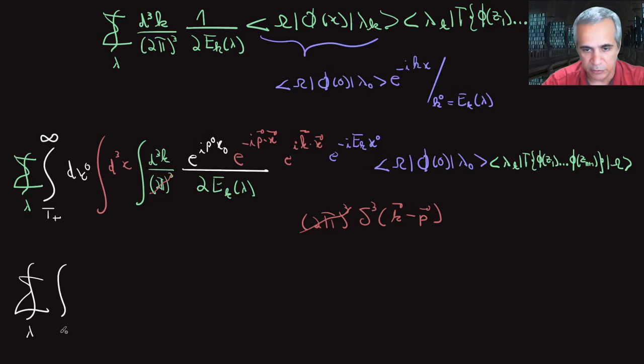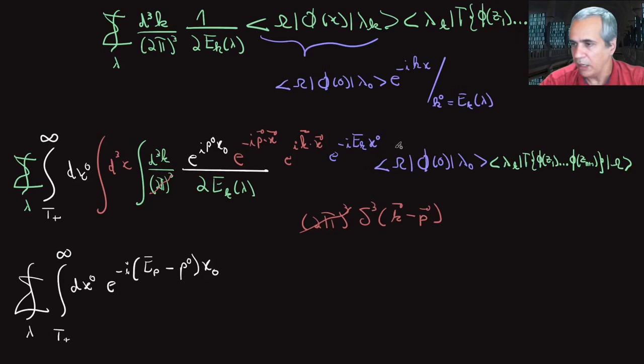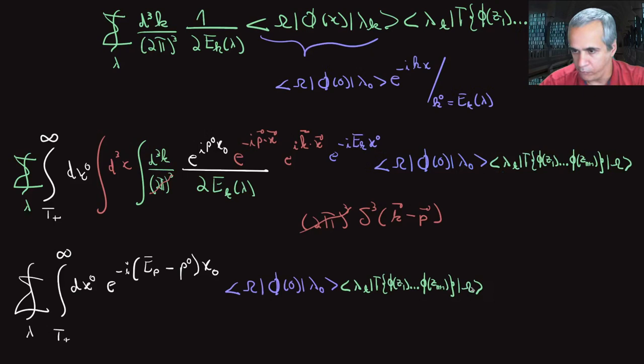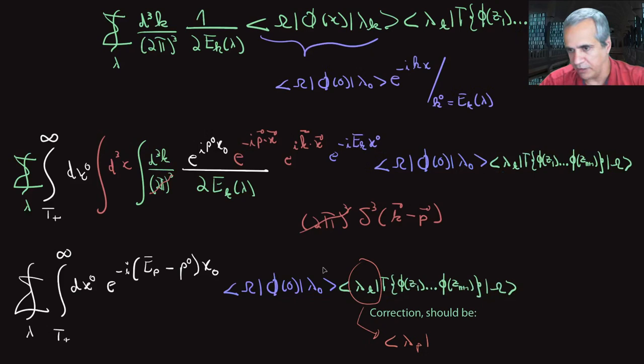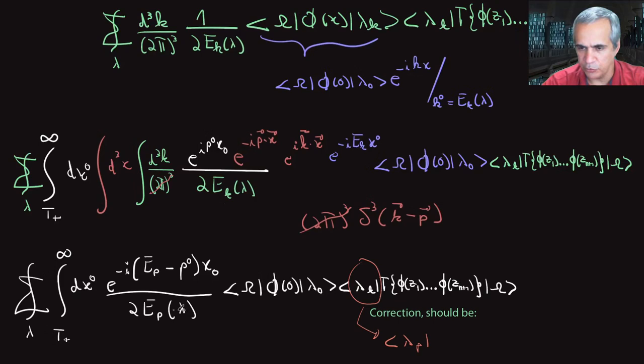So integral in time, dx⁰. I did this one, I did this one. Now I have this exponential together with this one, but since I did the integral in k, I can replace k for p here. So it's just the exponential of minus i (E_p − p₀) x⁰, which appears in both. And then I just repeat this part. Making it a little bit more readable now that I have space. And there's also a missing 2E. Again, I can exchange k for p, and so there's a 2E_p(λ) down here.